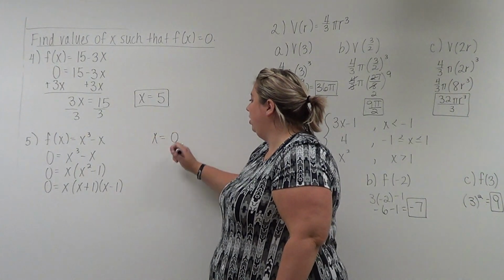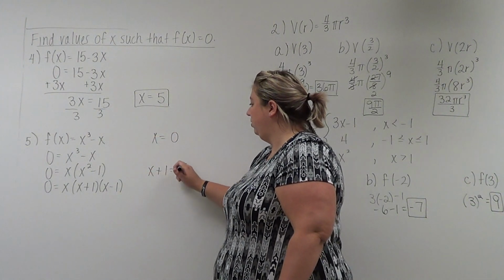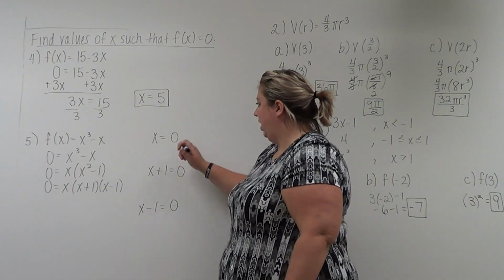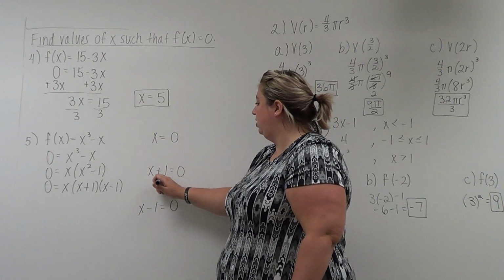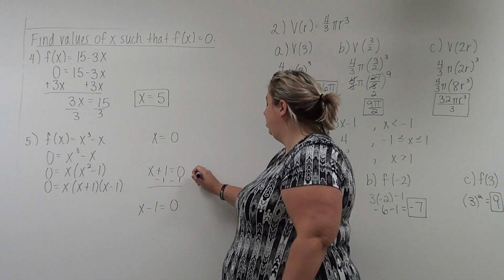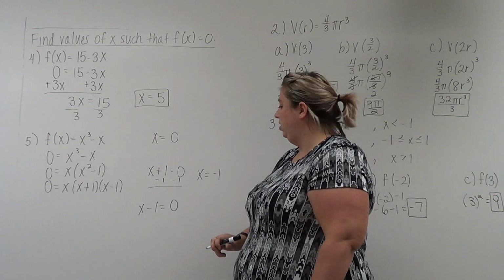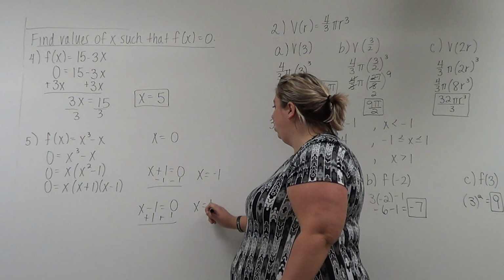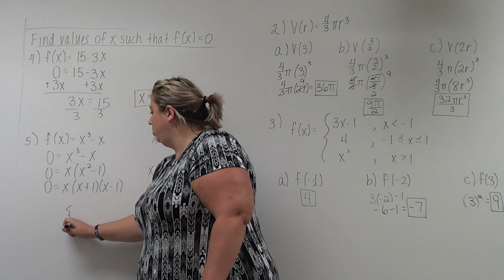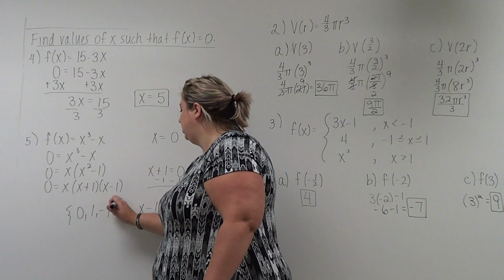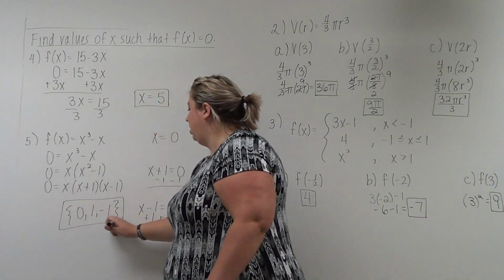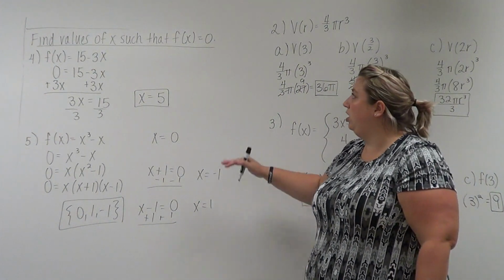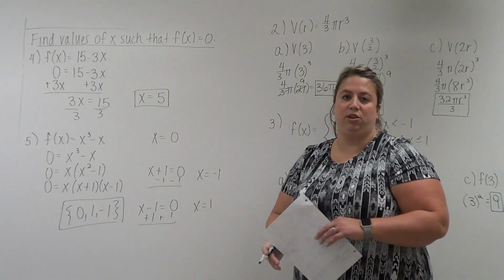Then I take each part, and I set it equal to 0 and solve. So x equals 0 is already solved. I want to solve x plus 1. I subtract 1, so I have x equals -1. On x minus 1, I would add 1, so I have x equals 1. So since I have more than one answer, we're going to use solution sets. So I have 0, 1, and -1. So we've already solved problems like this this year. It's just looking at the directions, that's what those directions mean.